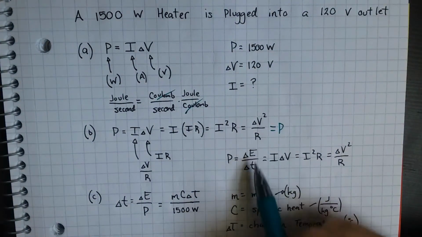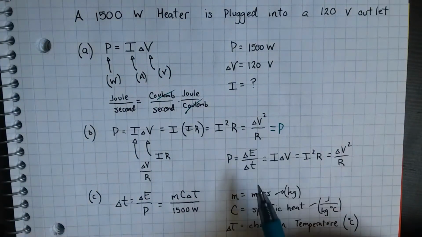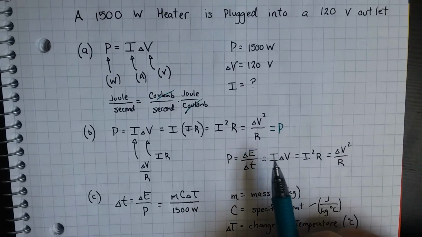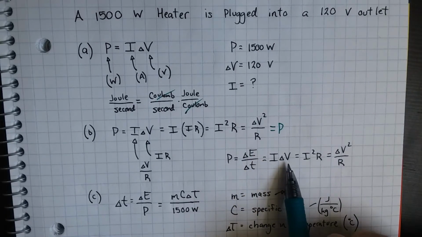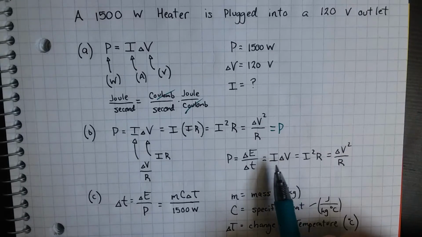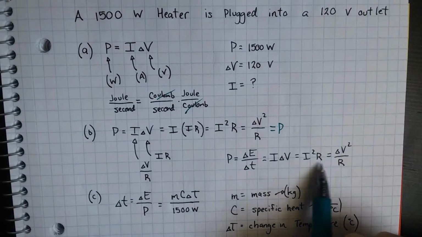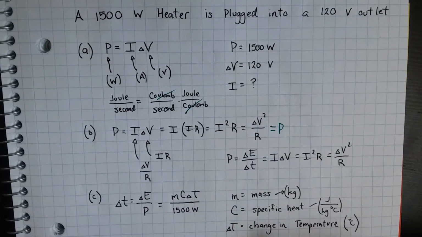Power is still the rate of change of energy, how much energy you're getting per second given off by a resistor. That's electrical potential energy turned into heat, how fast it can do that. And then I delta V is a different way to say power, or you can say I squared R, or you can say delta V squared over R.